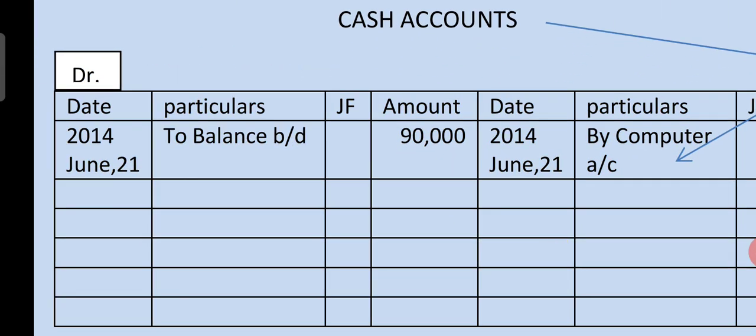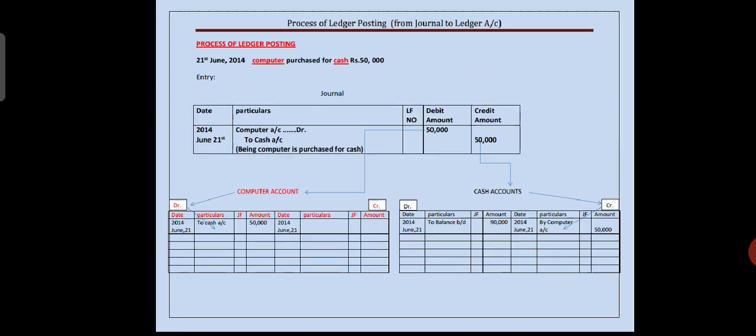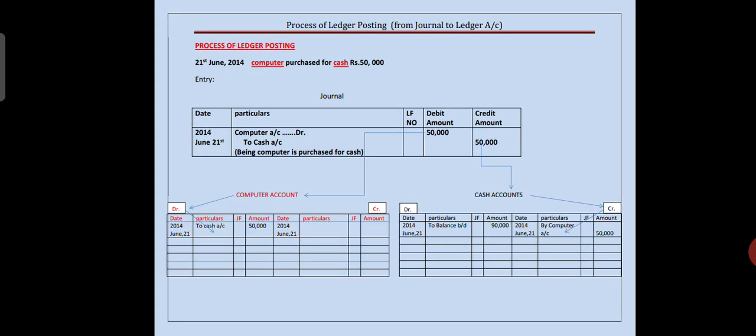Okay, in this way we complete the ledger posting for the given journal entry. I hope, children, you understood the procedure, the way we post the journal information into the ledger account.